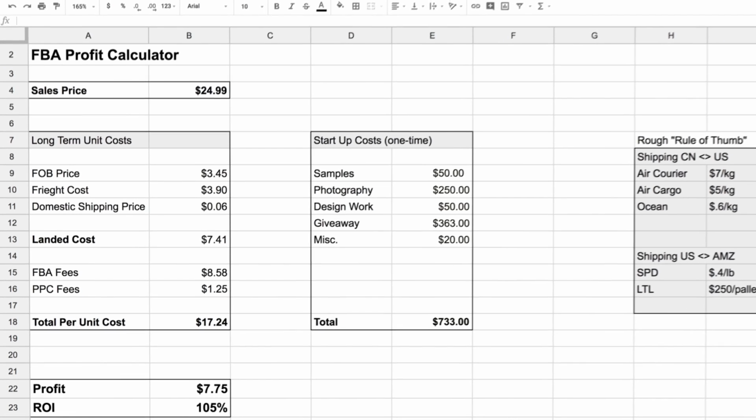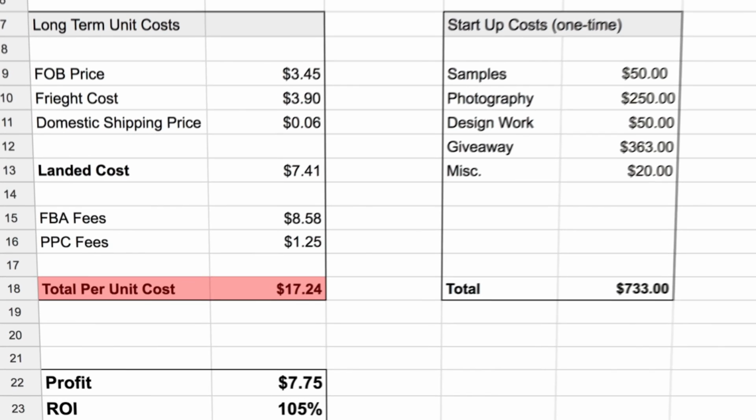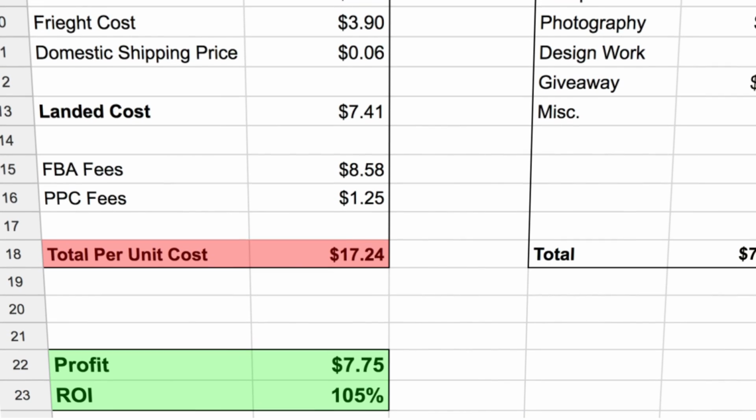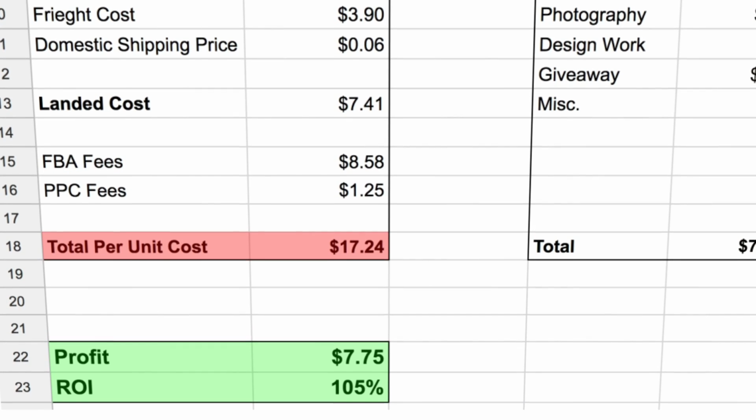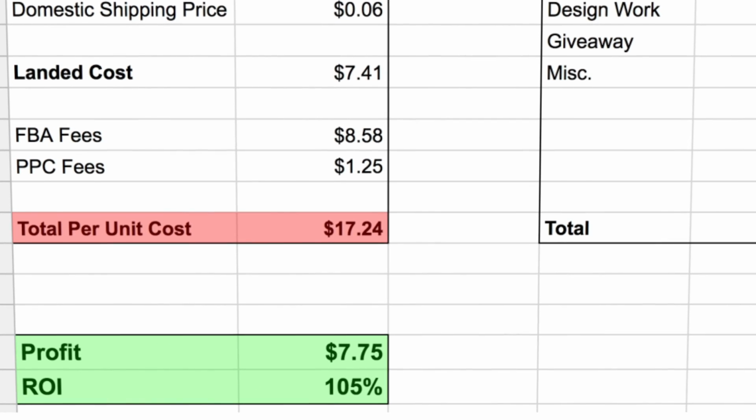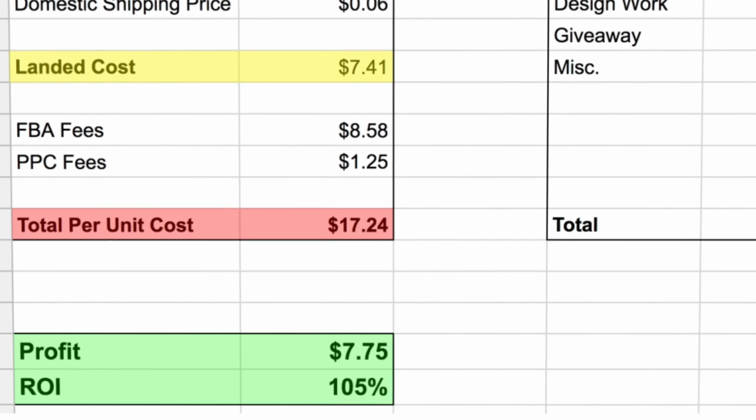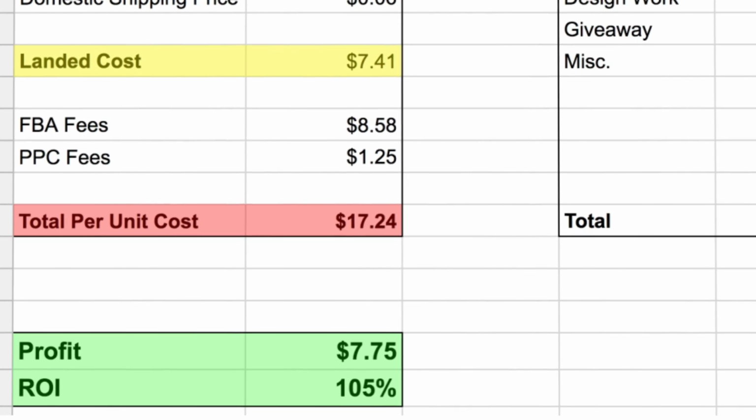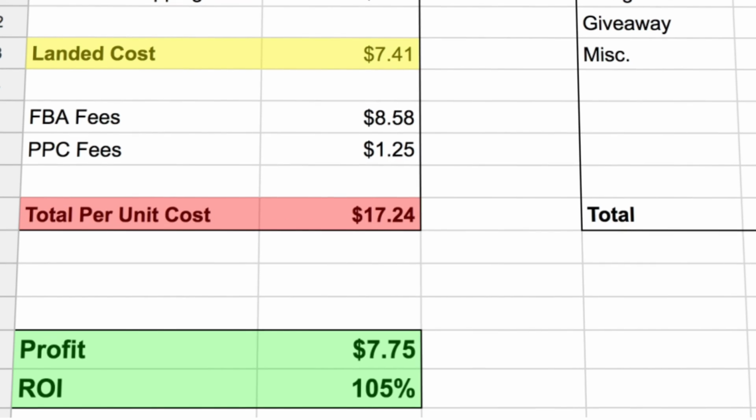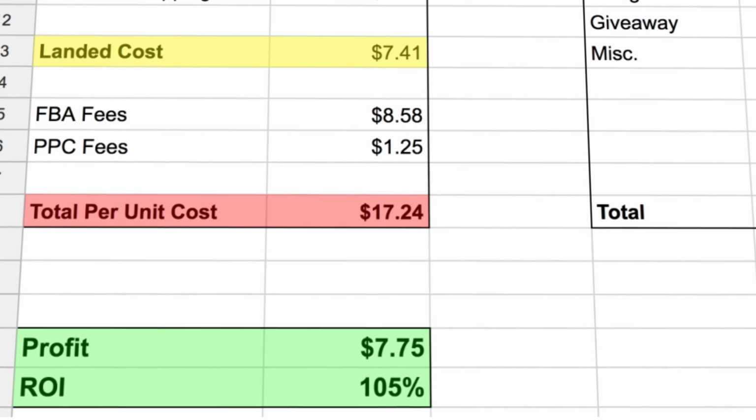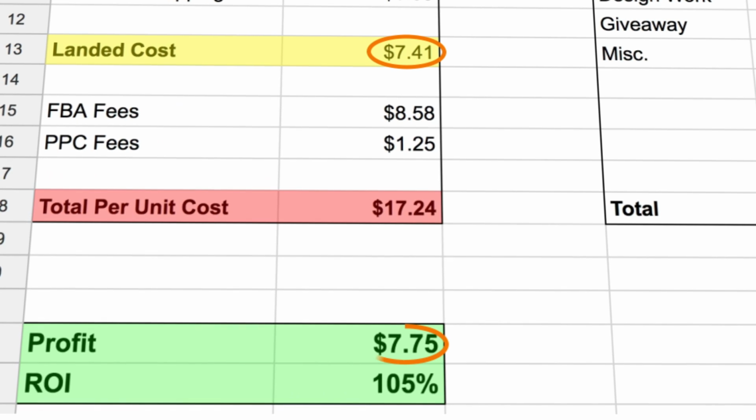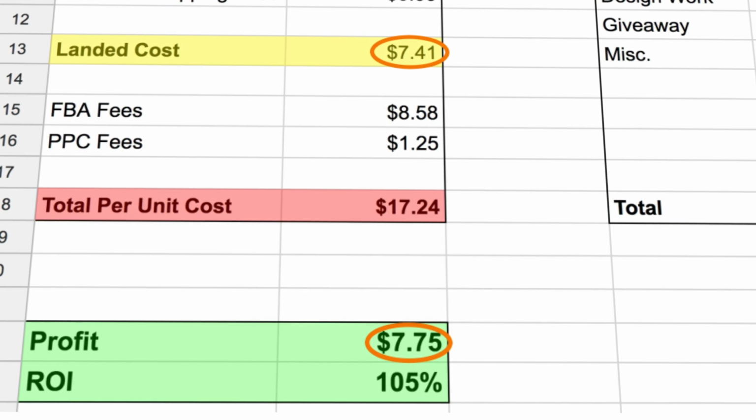So now we've got an even more accurate total unit cost and profit amount, as well as an ROI, or return on investment, number. This is how much you get in return on top of your original investment. So in this case, we spent $7.41 upfront. That's your landed cost per unit. There are other fees, but they don't come out of my pocket immediately. They come out of the sale once it's been made. And now in return, we get back our initial investment plus an extra 105% on top of that.